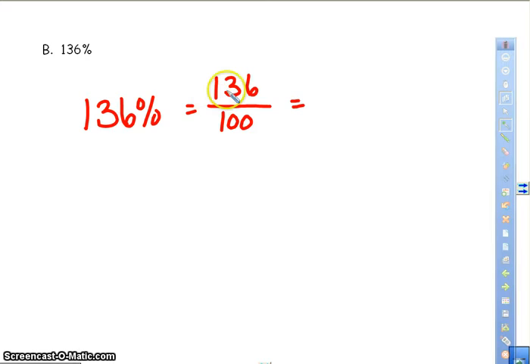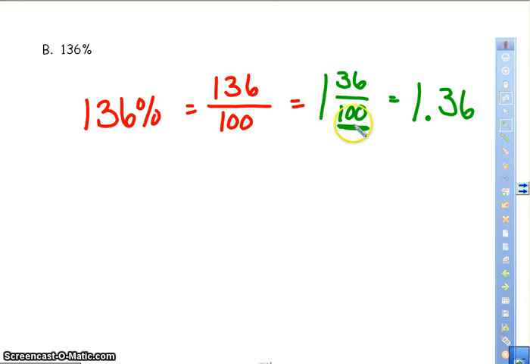100 goes into 136 one time, with a remainder of 36. Now I'm not going to continue to simplify this because this is my place value. So I get 1 and 36 hundredths. You want it to be a 100 underneath, especially when you're changing your percent to a decimal. This needs to be a place value number, so a tenth, a hundredth, a thousandth. So I can then convert that to my decimal. So 1 and 36 hundredths is my answer.